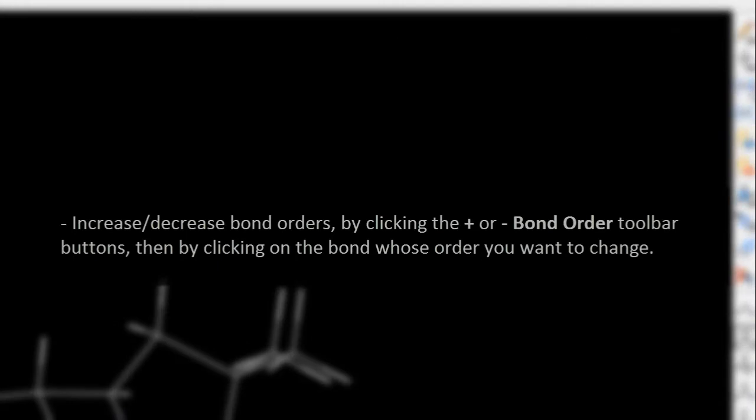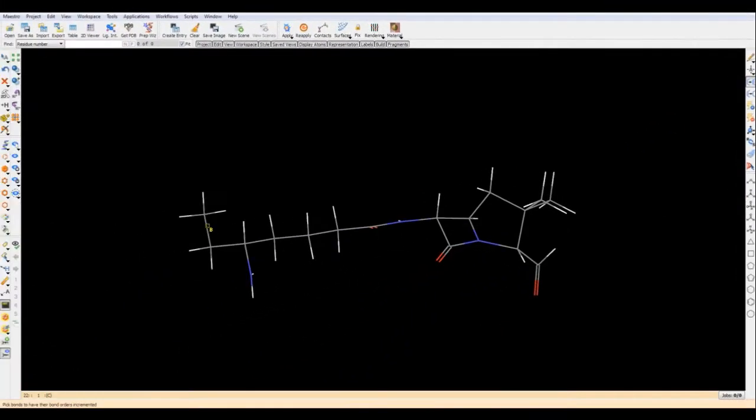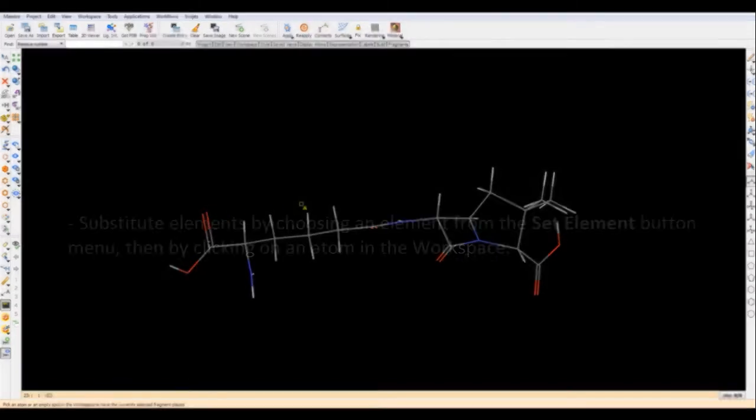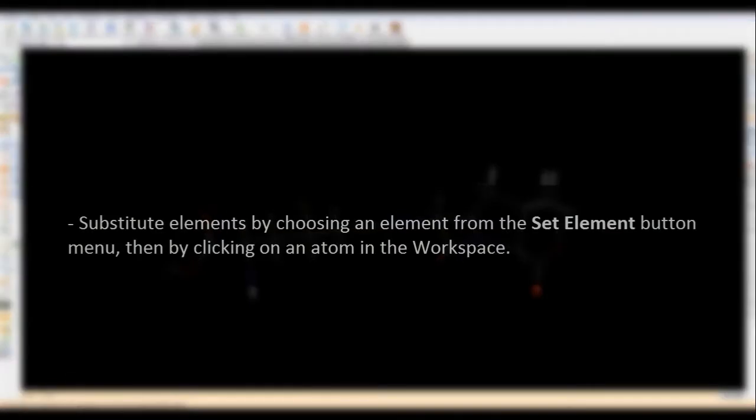Increase and decrease bond orders by clicking the plus and minus bond order toolbar buttons, and then by clicking on the bond whose order you want to change. You can substitute elements by choosing an element from the drop-down menu of the Set Element button, and then by clicking on the atom in the workspace.